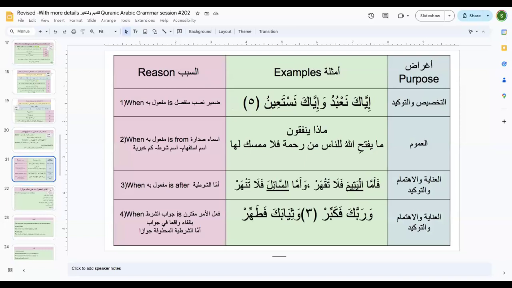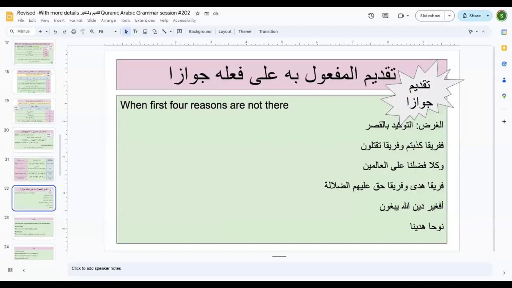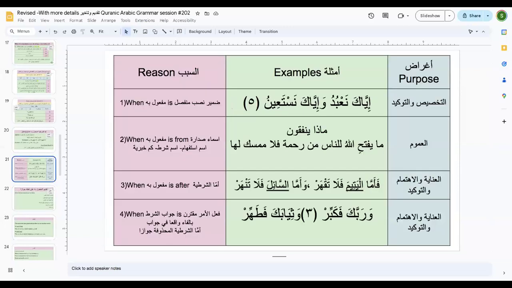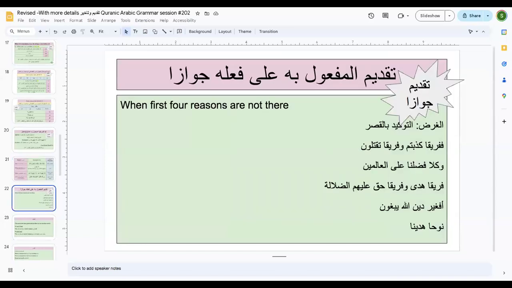If you don't find these four asbab, and something happens like here, you are going to just call your taqdeem jawazan. In all these cases, what is the hukum of taqdeem here in all these four cases? It is wajib for maf'ul bihi to be muqaddam, anywhere in the Quran.